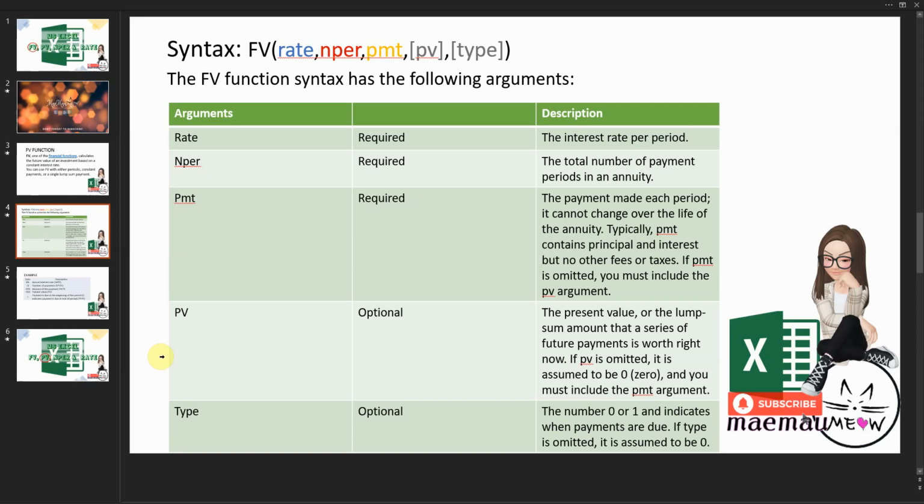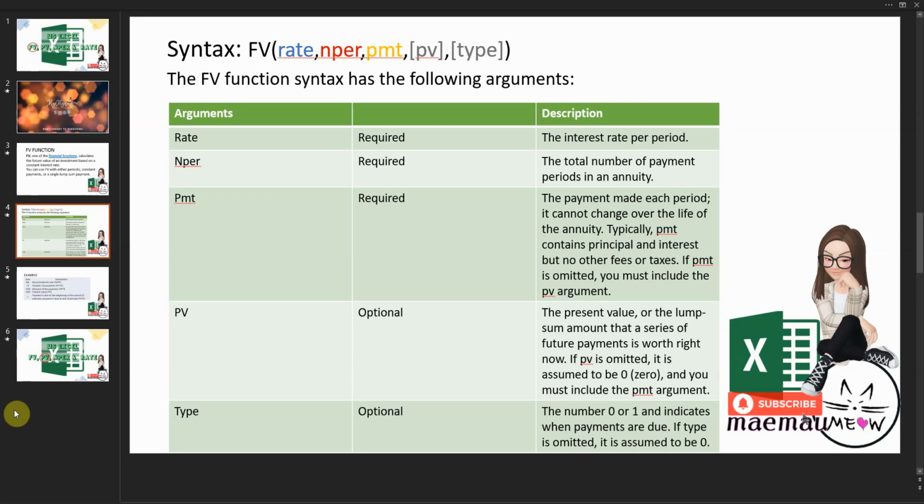The PV argument is the present value, which we have next. It's optional, unless we don't have the PMT. It's the present value, or the lump sum amount that a series of future payments is worth right now. If PV is omitted, it is assumed to be zero, and you must include the PMT argument. So if PMT is not given, then there should be a PV. If PV is not given, then there should be a PMT.